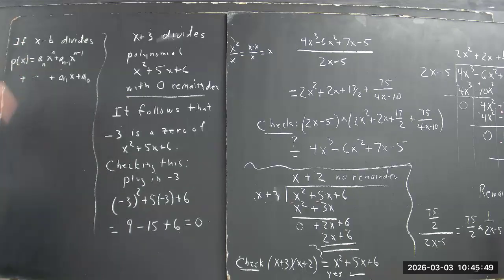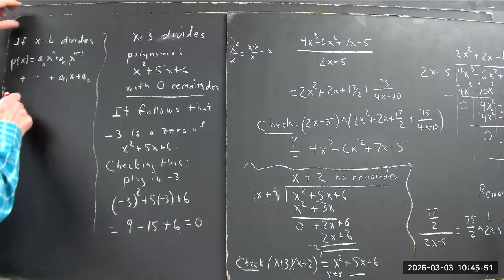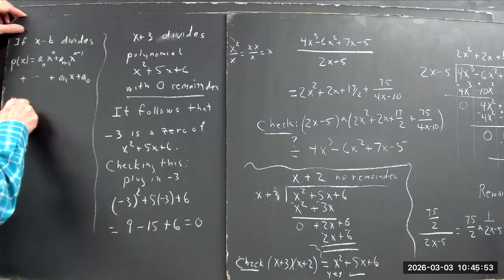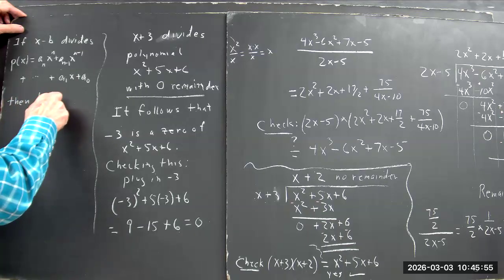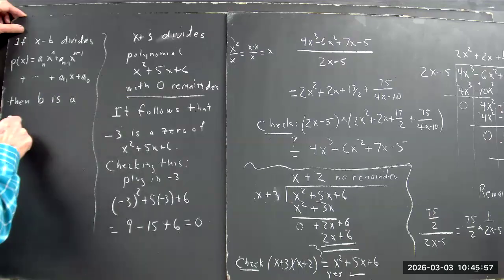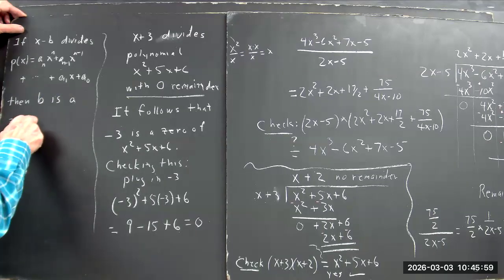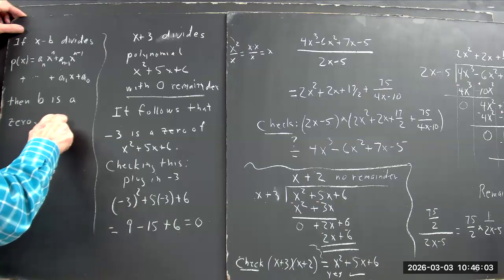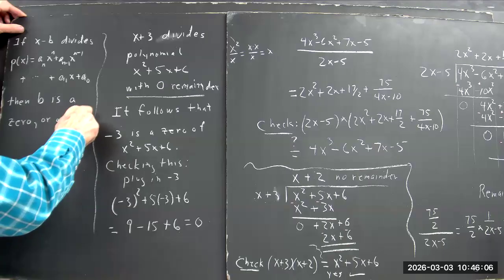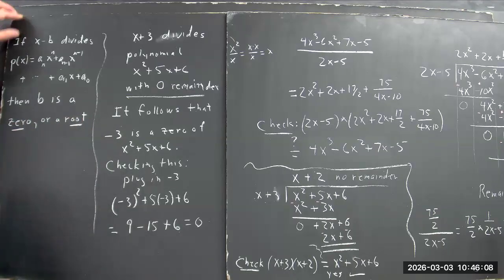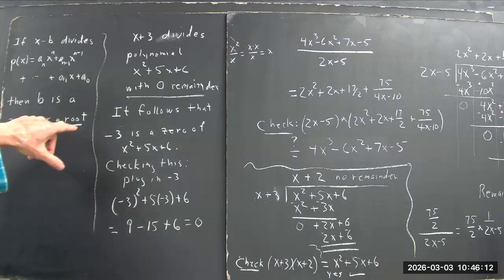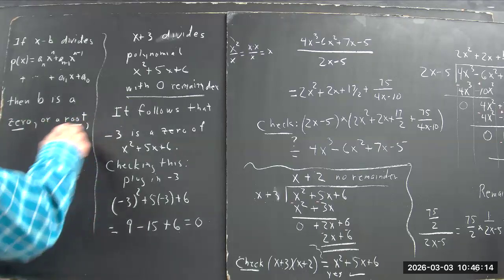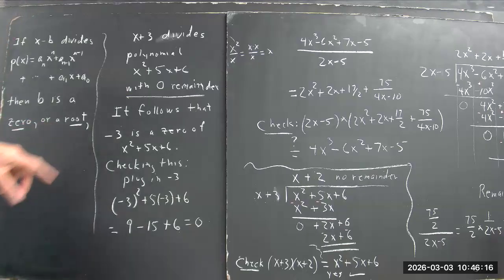If x minus b divides this polynomial, then b is a zero of that polynomial. We could also call it a root of the polynomial. A zero of the polynomial is a root of the polynomial.